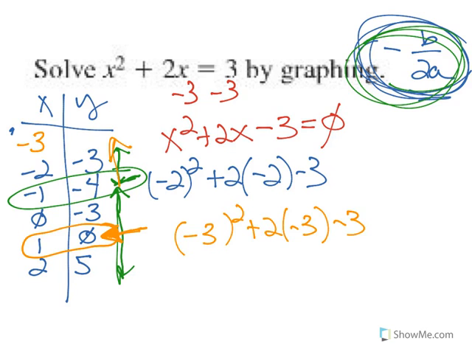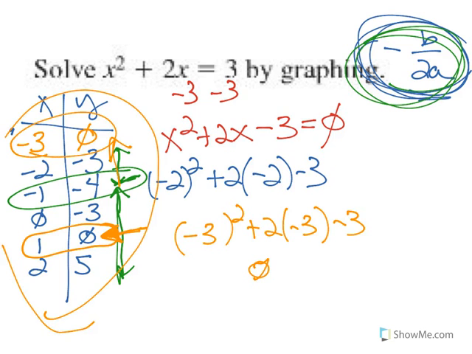-3 squared is 9, -6 minus 3, that's 0, right? So now we have a second one with a 0. Now again, you won't always have a second one with a 0, okay? If you've found 5, 6, 7 numbers here and you only have 1 with a 0 or none with a 0, chances are good that there is no solution.